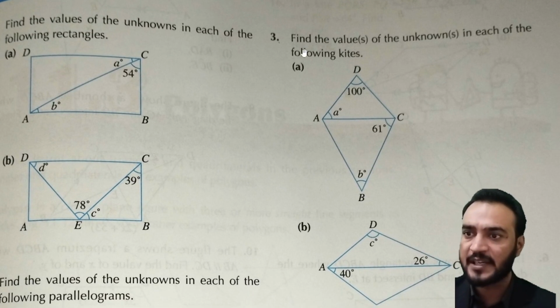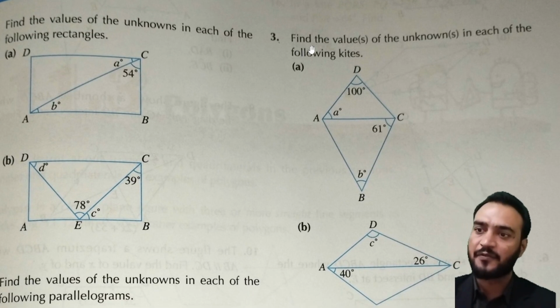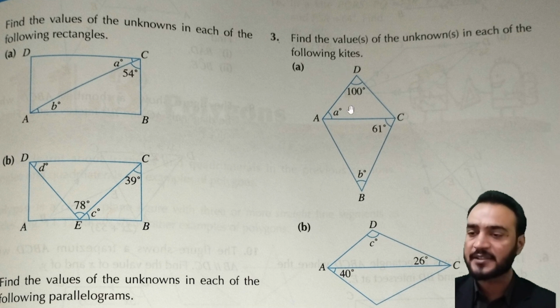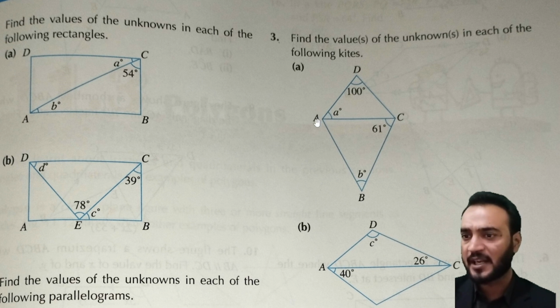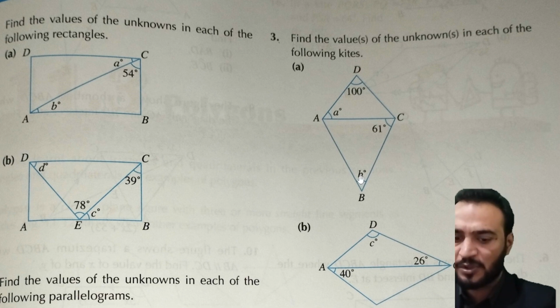This is the question number 3, where it is saying to find the values of unknowns in each of the following kites. So these are kites. The basic property of a kite is that the adjacent sides are equal in length. That is, AD is equal to CD, as well as AB is equal to BC. So by using this property, we can find the value of A degree and the value of B degree. So let us solve this question.